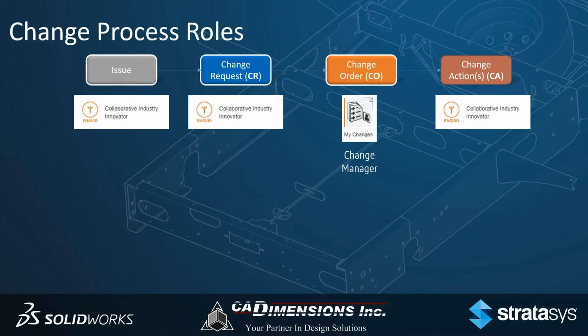With the addition of what we're talking about today, the change manager role, you get the process of developing a change order. All of these things are connected such that you can create an issue that becomes a change request, that becomes a change order that has change actions on it. So this is an end-to-end connected system where data will move.